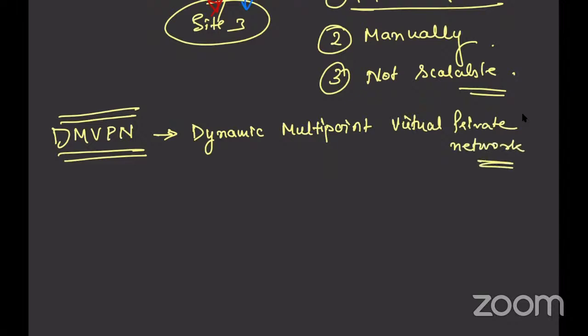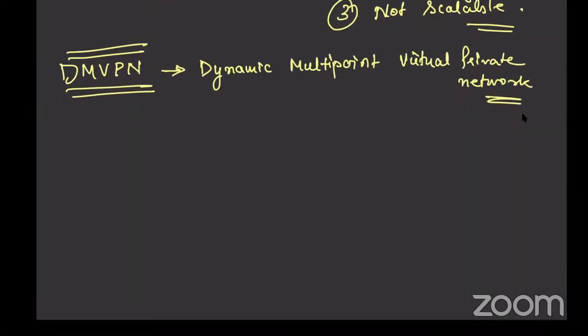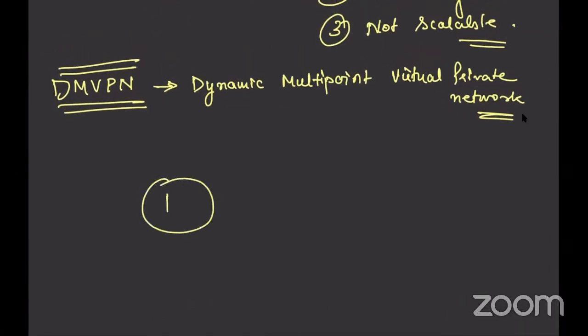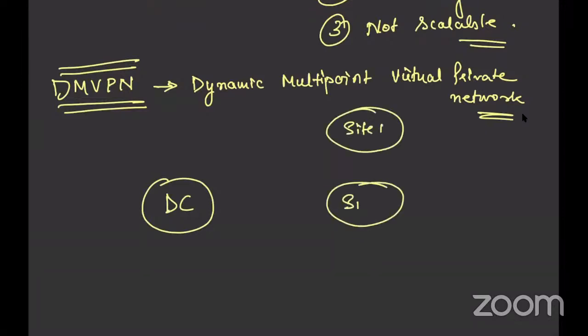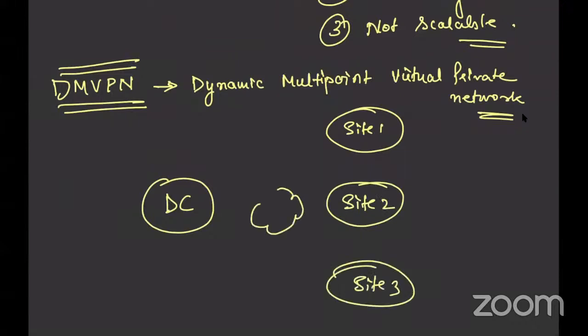So Cisco introduced this to overcome the limitations, the drawbacks that we are having in the GRE tunnels. Now how the drawbacks are going to be removed, let me explain. Again, you have a data center which is connected to site 1, site 2, site 3. You will have the internet.